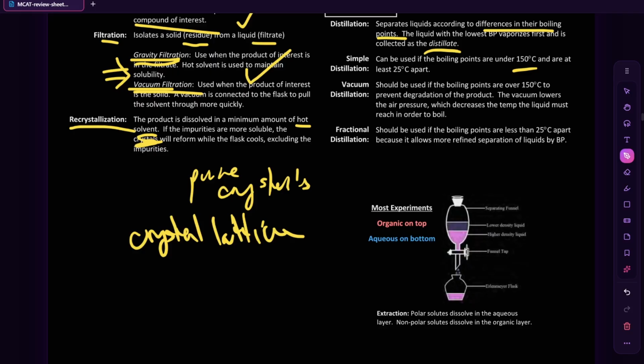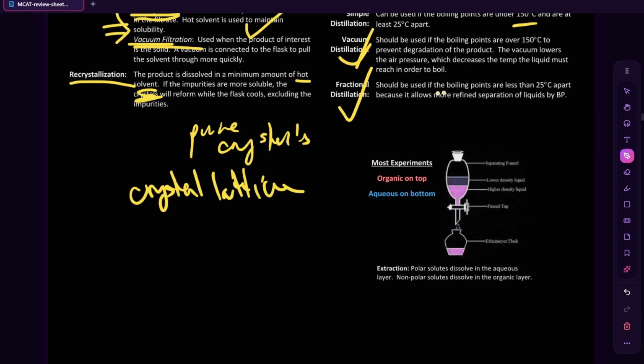Right? And vacuum distillation should be used when boiling points are over 150 degrees, and to avoid degrading a heat-sensitive product. Applying a vacuum lowers the air pressure above the liquid, which lowers the temperature the liquid needs to reach in order to boil. So that's your vacuum distillation. For fractional distillation, you should use it when boiling points are less than 25 degrees apart, because it allows a more refined separation of liquids by boiling point.